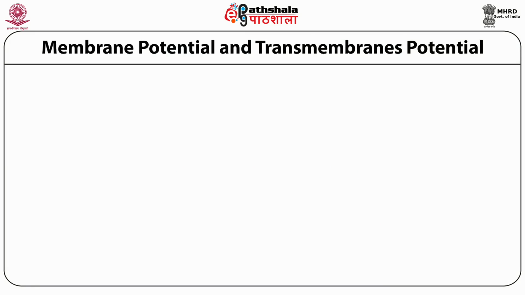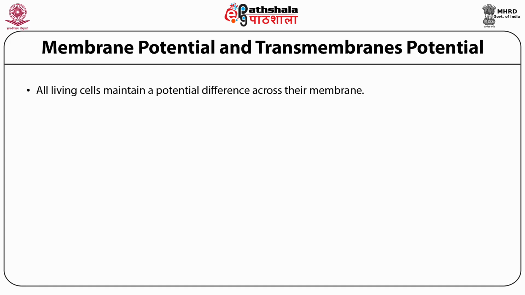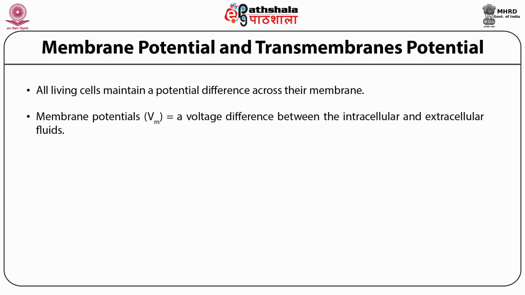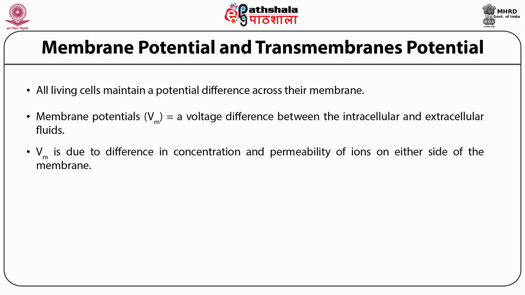Membrane potential and transmembrane potential. All living cells maintain a potential difference across their membrane. Membrane potential, also called Vm or voltage of the membrane, is a voltage difference between the intracellular and the extracellular fluids. Vm is due to the difference in the concentration and the permeability of ions on either side of the membrane. Vm is always negative inside relative to outside.